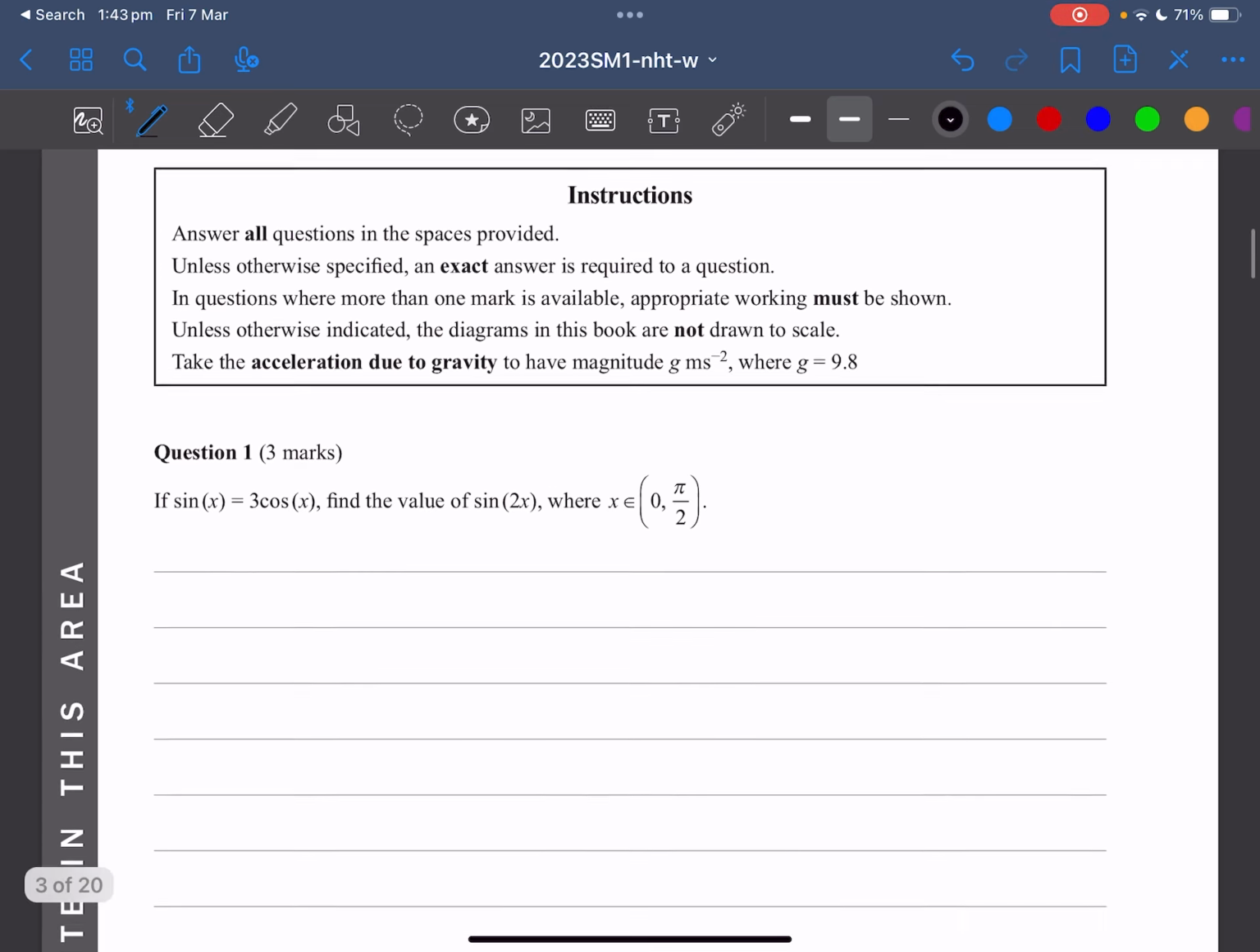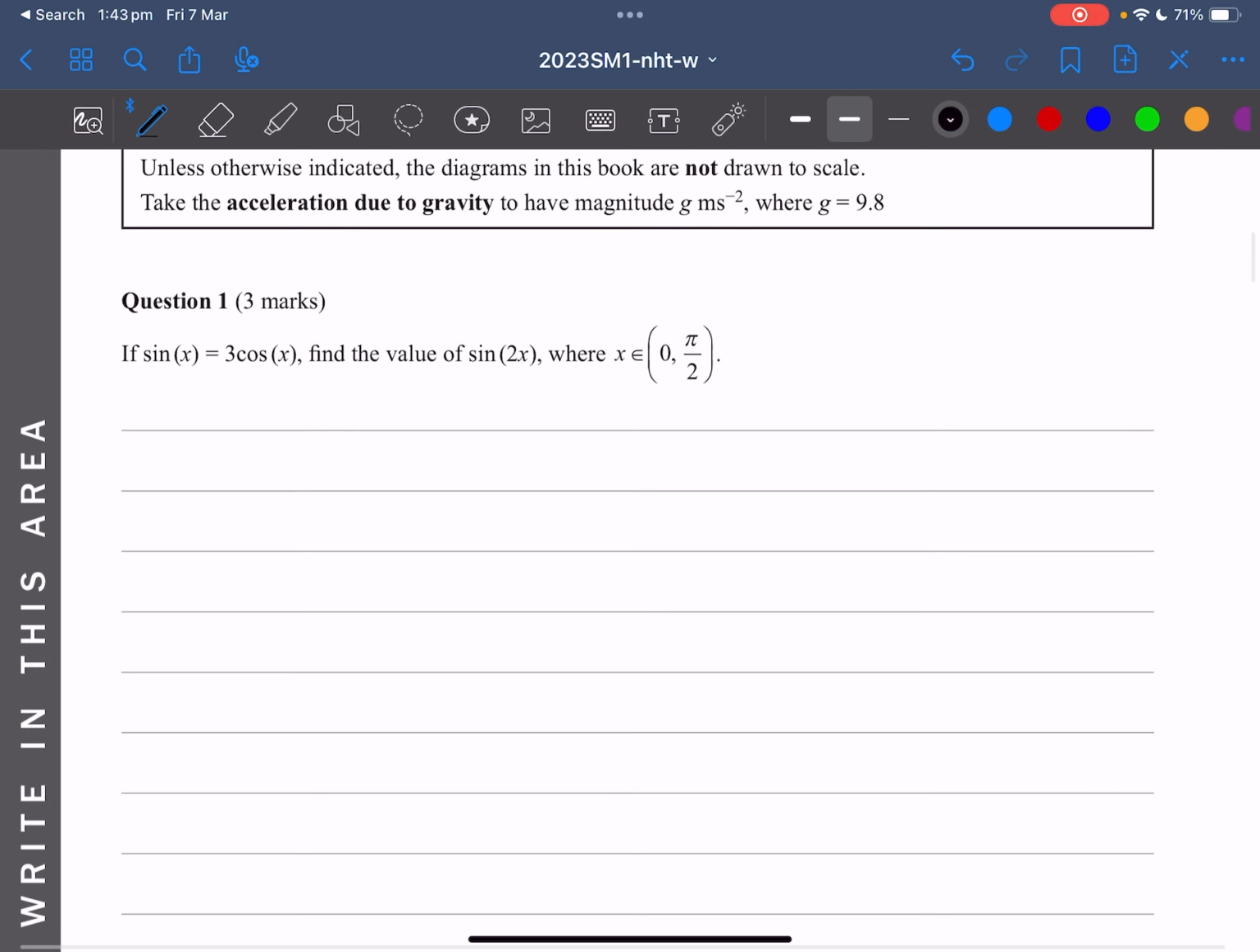So we have: if sine of x equals 3 cosine of x, find the value of sine of 2x, where x is between 0 and pi on 2. The first thing to note is our x domain. Between 0 and pi on 2, sine, cosine and tangent are all positive. All right, let's continue now.